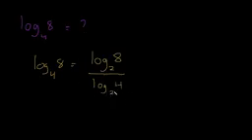Now this looks much easier. 2 raised to what would give me 8? I know that 2 raised to 3 would give me 8, and so our numerator would be 3. And now 2 raised to what would give me 4? That's simply 2 squared, right? So this would give me 3 over 2, and that is our answer.